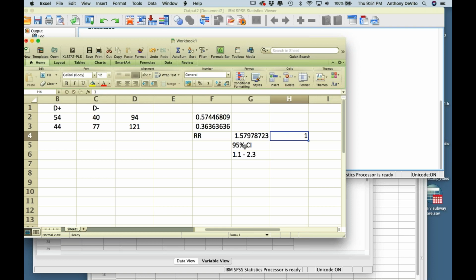So my null hypothesis, the relative risk for smoking versus non-smokers is equal to 1. My alternative hypothesis is my relative risk is not equal to 1. So if this is the case, I can reject my null hypothesis. If this turned out to be 0.9 to 2.3, right? Well, then I couldn't say with 95% certainty that it's not 1. So I fail to reject my null hypothesis, that null hypothesis being that the relative risk is equal to 1.